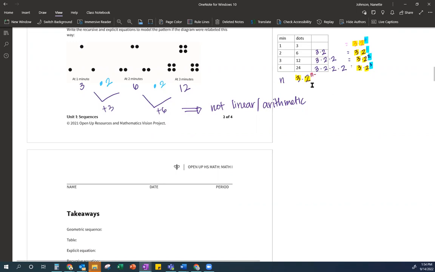Ms. Johnson, how did you know to put n minus 1? Well, because I can't put n, right? I couldn't just put an n here because it's not 3 times 2 to the 4th for this one. It's not 3 times 2 to the 3rd for this one. It's 1 down. So that's why I just subtract 1.